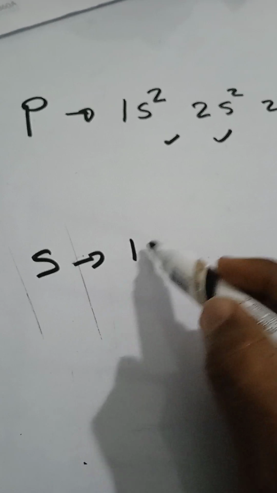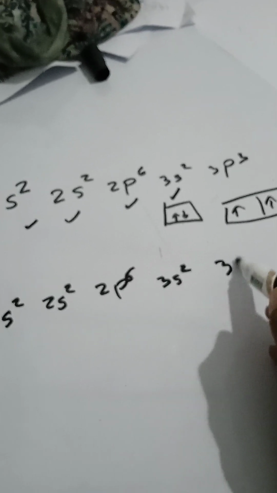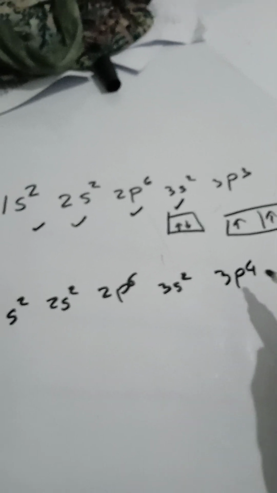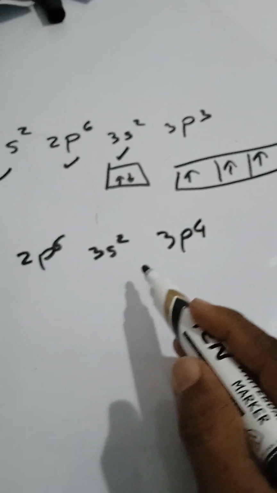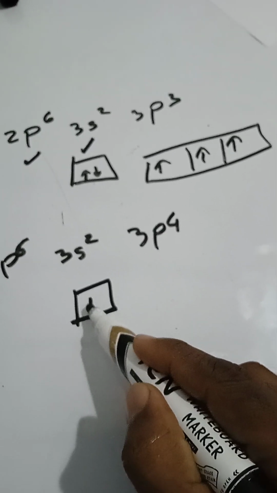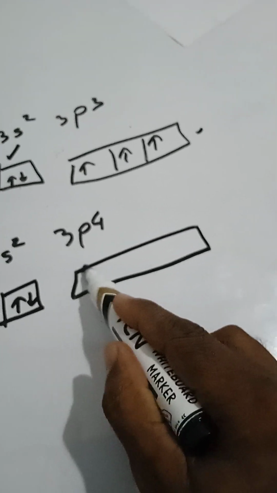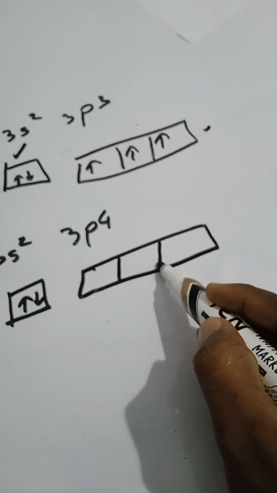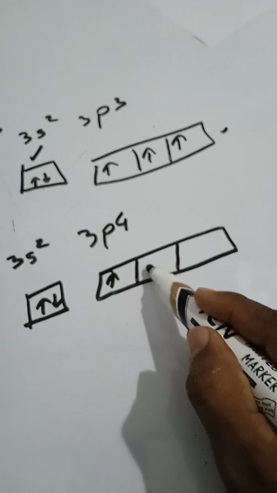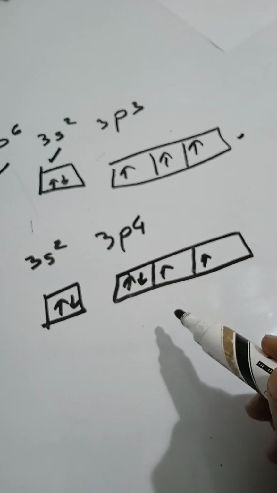When I go to sulfur, sulfur is 16. How do we write sulfur? 1s2, 2s2, 2p6, 3s2, 3p4. So I will consider the third energy level. In the sulfur third energy level, there are 2 electrons in 3s, and the p level is divided into 3 orbitals, and there are 4 electrons like this.